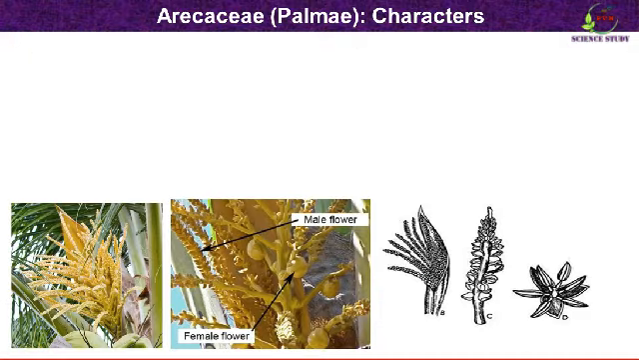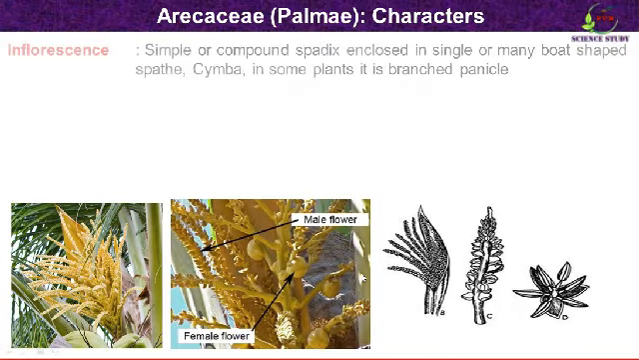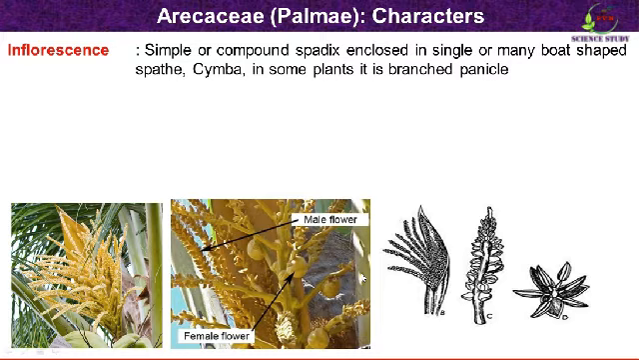Dear friends, these are the photographs showing the parts of the flower. First of all, we will see inflorescence. Inflorescence is generally simple or compound spadic, enclosed in single or many boat-shaped spathe. So here you can see the inflorescence. If the spathe is woody, it is called as cymba. In some plants, it is branched panicle.